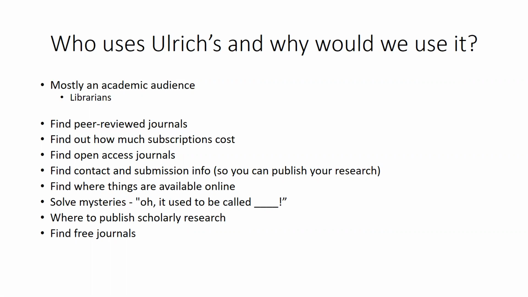So who uses Ulrich's and why? The audience for Ulrich's is mostly academic and mostly librarians, but there are a ton of reasons to use it. For example, it's handy to know if a particular journal is peer-reviewed, how much a subscription costs, and whether it's open access. We might use it to find contact and submission information for the purposes of publishing. I use it to solve mysteries like, oh, there's two journals with that name, or that journal used to be called such and such. And it's definitely handy to find free online journals too.